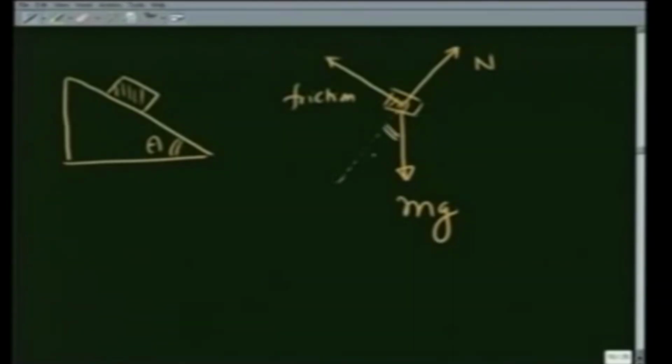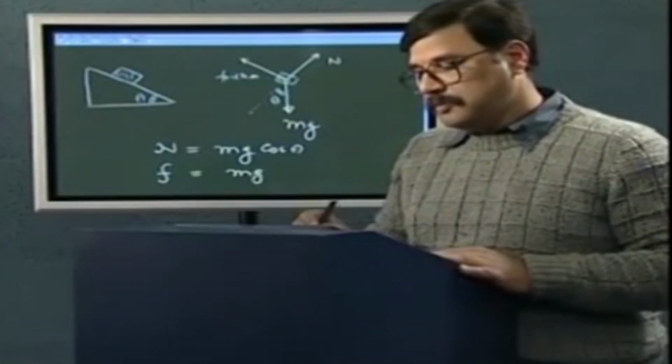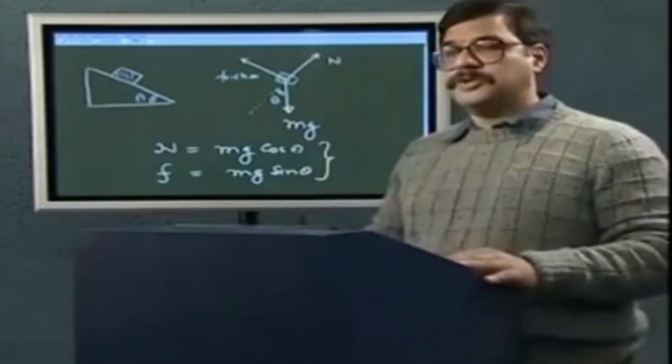This angle is also theta. If the body is not moving, then I should have all the forces balancing each other, and therefore n equals mg cosine of theta, and the frictional force, let me write it as F, is equal to mg sine of theta. These are my two equations. Let us see what happens when I start increasing theta.